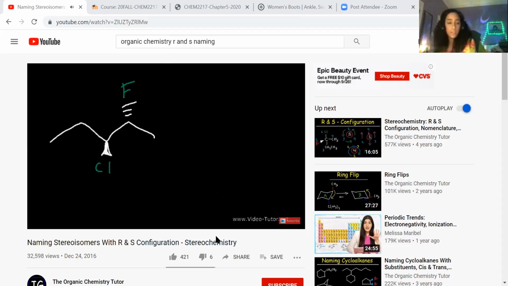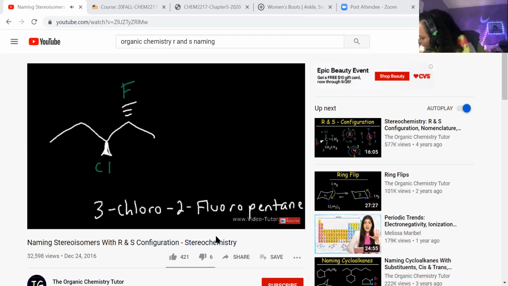So we need to count it from right to left. We want the substituents to be on carbons 2 and 3 as opposed to carbons 3 and 4. 3-chloro, 2-fluoro, pentane. Now we need to put it in alphabetical order. C comes before F. So to name it, it's going to be 3-chloro-2-fluoropentane, since there's 5 carbons in the parent chain.